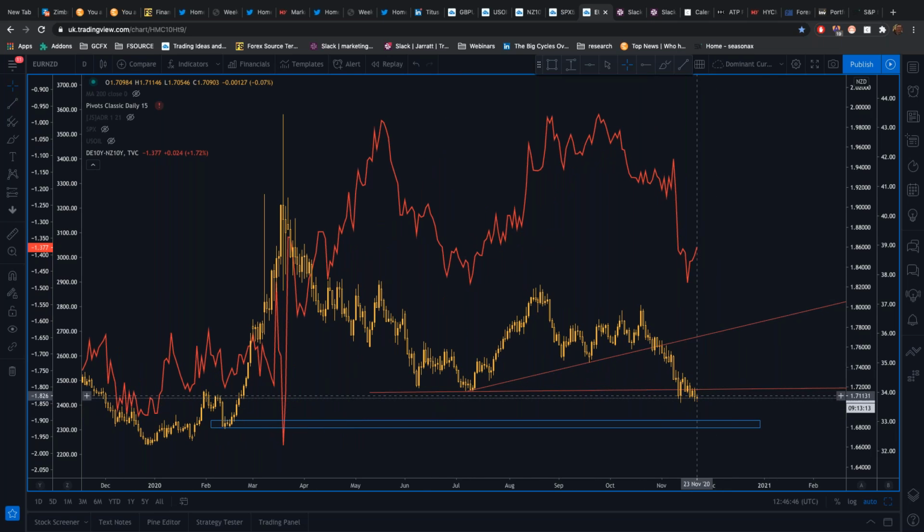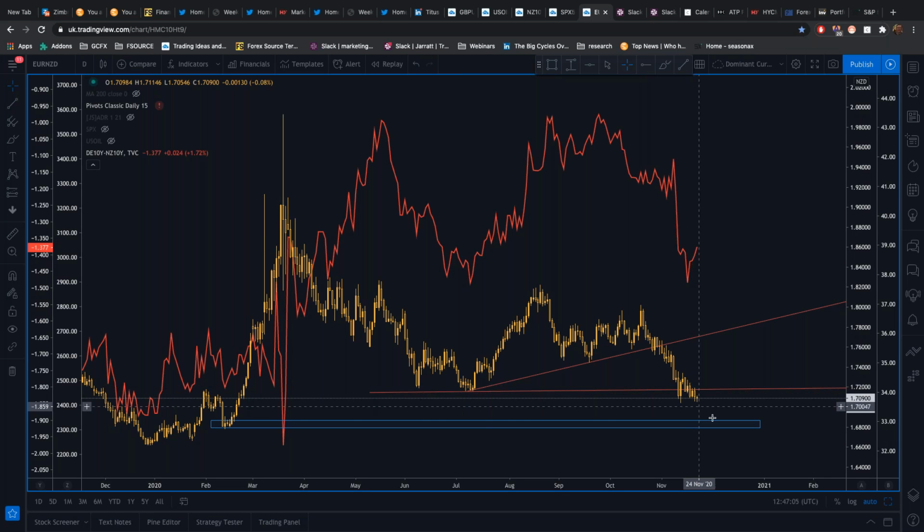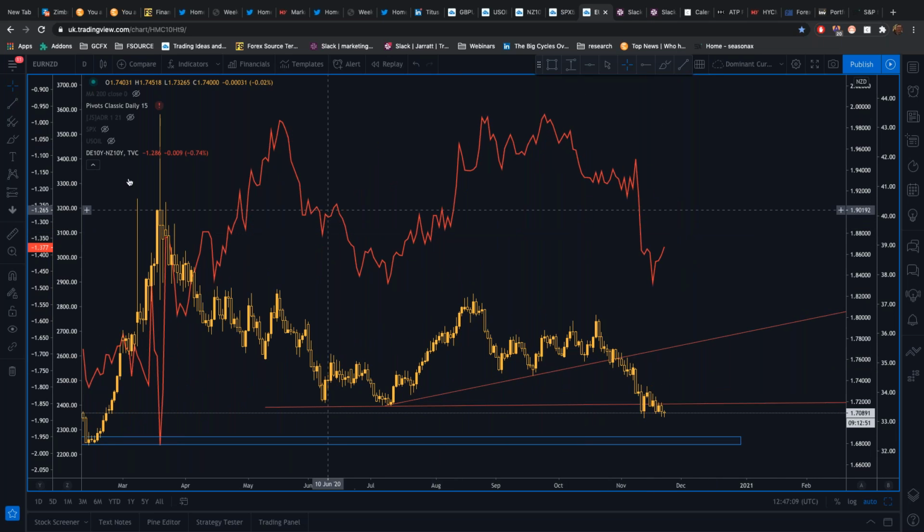So looking out here, I would expect Governor Orr to be optimistic, and obviously the ECB. I'm expecting further quantitative easing from the ECB at their next rate meeting in December. So I do see a good bias to the downside for Euro New Zealand dollar. You can see these bond yields. This is the bond yield spread between the German 10-year bond and the New Zealand 10-year bond.